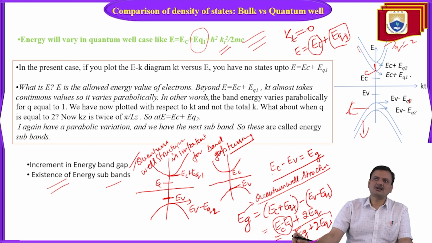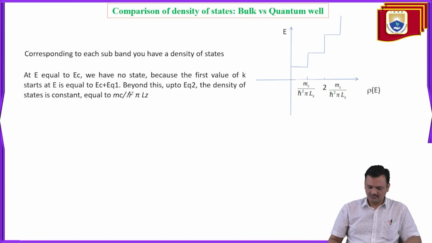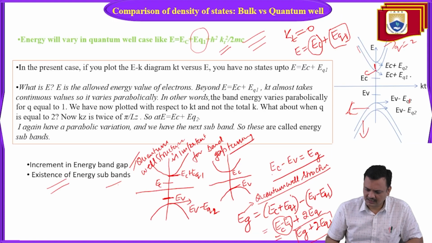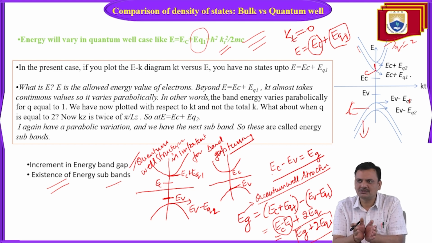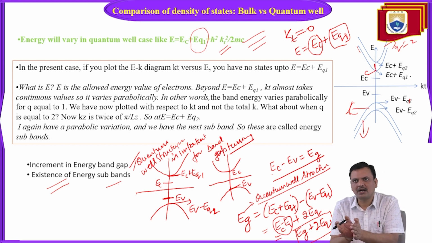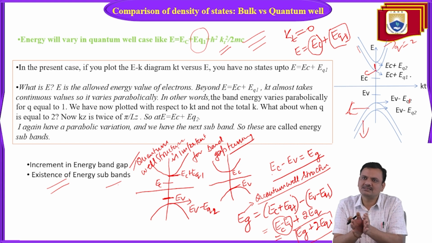This occurs for a quantum well type of structure, and it is not likely to occur in bulk semiconductor or bulk material. Now, this is the case of comparison of energy band gap. If you switch from bulk to quantum well structure, what changes will occur in the energy band gap?